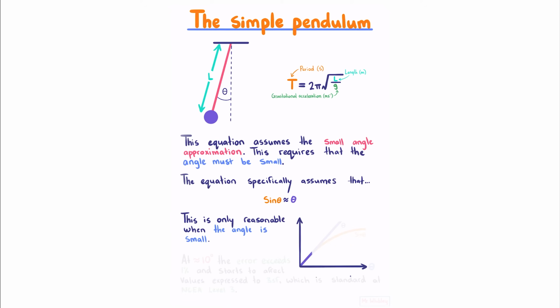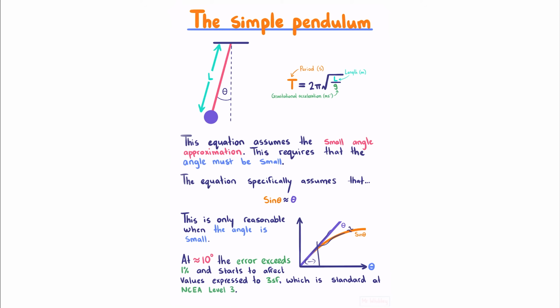Representing this on a graph so you can see this better, a plot of theta against theta is just going to be a straight line, whereas a plot of sine theta against theta is going to give our familiar curve. As you can see, for small angles these two are roughly equal, but get less and less equal as the angle increases, to the point where at around 10 degrees, the error exceeds 1% and starts to affect values expressed to 3 significant figures, which is standard at NCEA level 3. And so the question as to how large can the angle be until it starts to affect our results at this level, that answer is around 10 degrees.